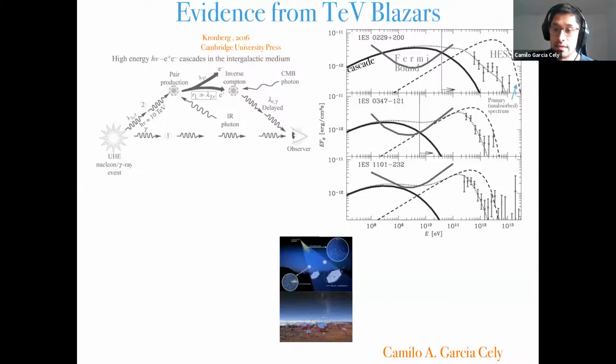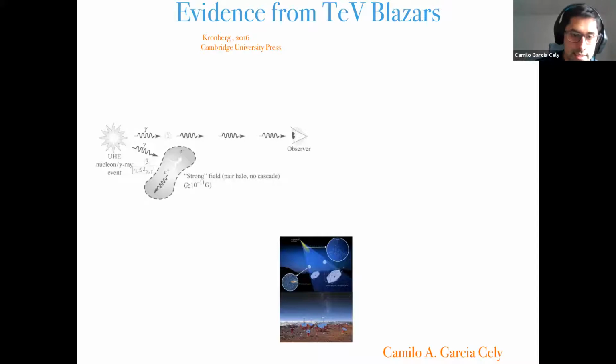As far as I understand, this issue is very hard to explain if you don't invoke cosmic magnetic fields. So actually, cosmic magnetic fields are the simplest explanation of this phenomenon. Why? Because you can simply assume that some intergalactic magnetic field is deflecting the electrons that are produced in this gamma-gamma collision. And so then we don't see the cascade.